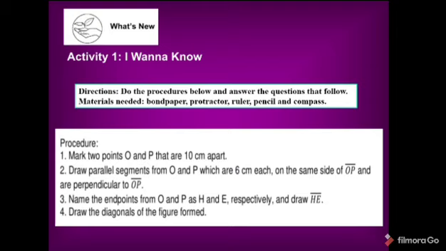First, let's mark 2 points O and P that are 10 centimeters apart. Number 2, draw parallel segments from O and P which are 6 cm on the side of OP and are perpendicular to OP. Third, name the endpoints of these segments H and E respectively and draw segment HE. Fourth, draw the diagonals of the figure formed. So this is now the figure formed.